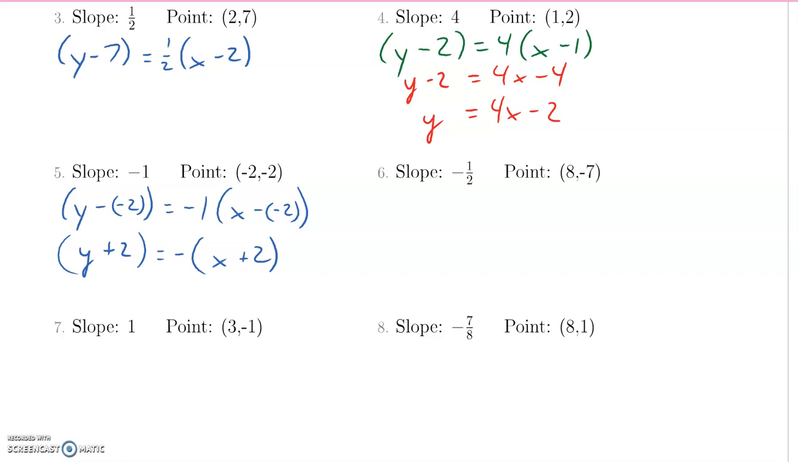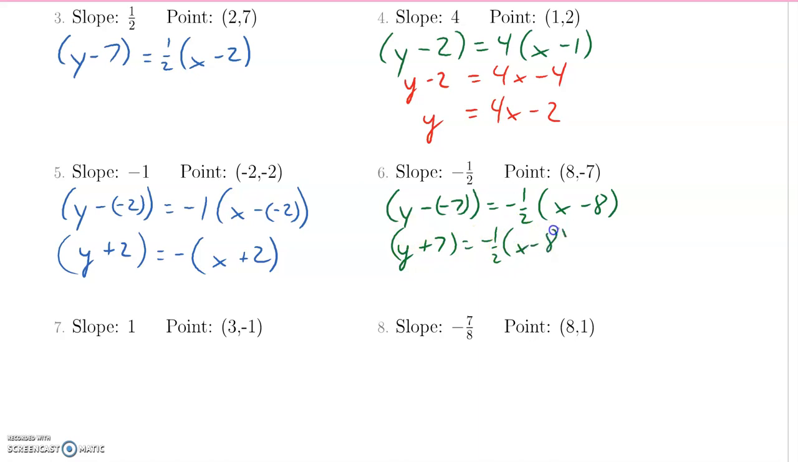Okay, for this one here, we've got y take away negative 7 equals negative 1/2. We've got x take away 8. Okay, so I'm going to simplify this a little bit. This would be y plus 7 equals negative 1/2 x minus 8. All right, this one I am going to solve for.